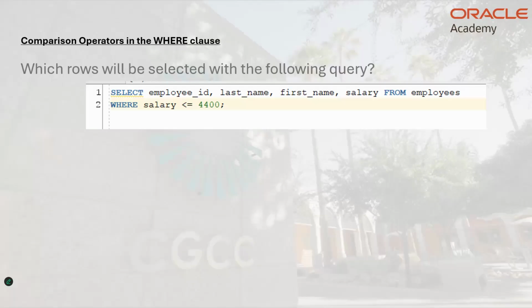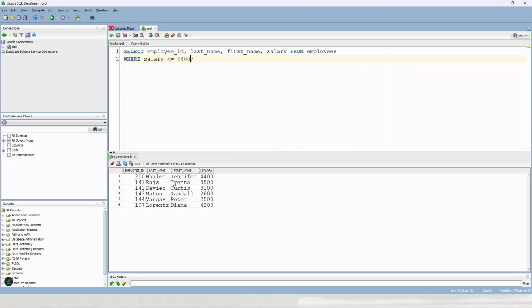All right. Well, let me ask you this. How many employees will be returned with that query? Someone type the answer in chat or unmute if you like. Okay, Diana says 6. And Diana wins the prize. It is 6 employees: Jennifer Whalen, Trina, Curtis, Randall, Peter, and Diana. Oh, Diana, I didn't know you worked for the company. Oh, that's a different last name. Yep. All right, 6 employees.